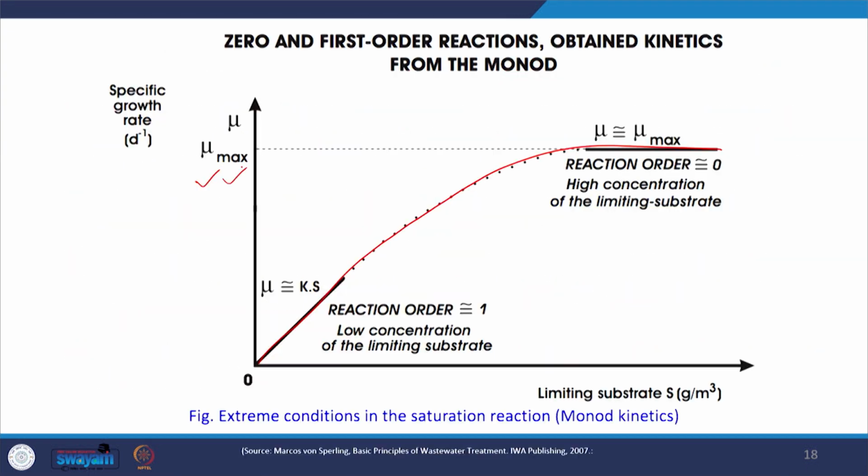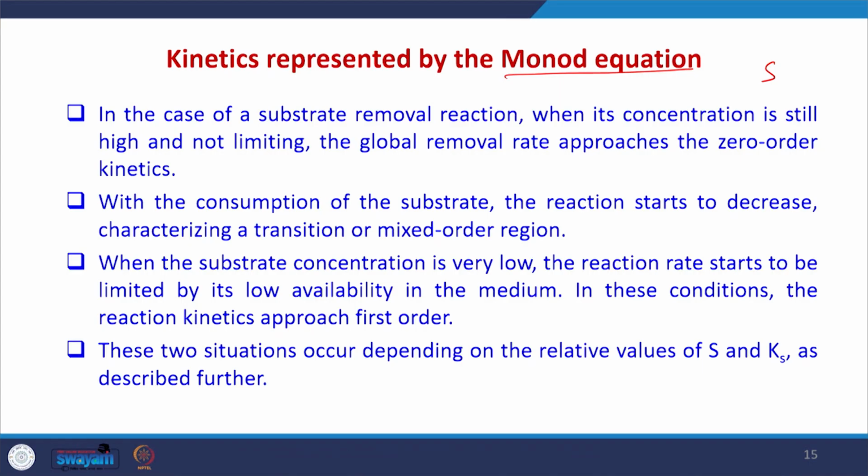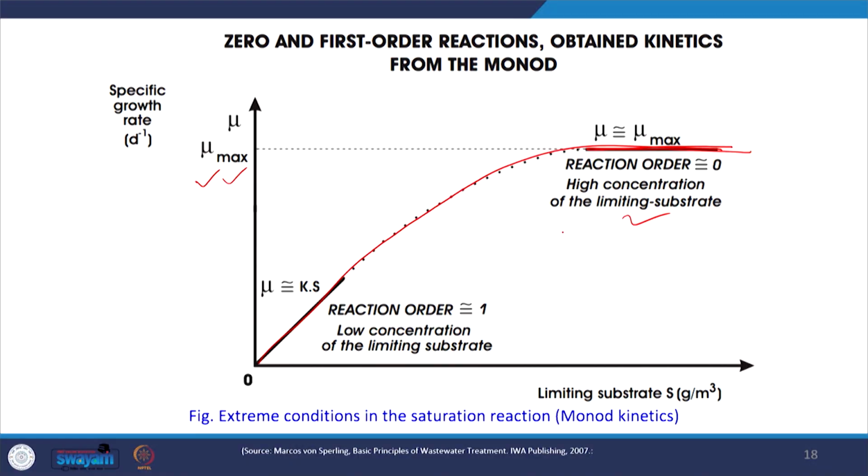So, this is the condition where a high concentration of limiting substrate is there. The growth will always be at nu max. Then, with the consumption of the substrate, the reaction rate starts to decrease, characterizing a transition or mixed order regime, that is represented here, the in-between condition. So, this is the mixed order regime.